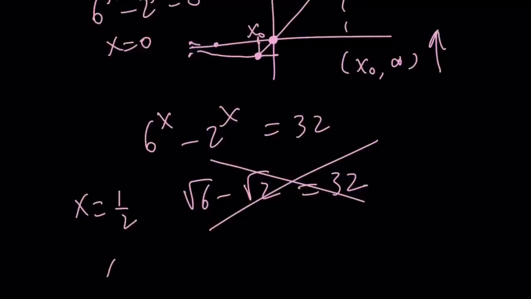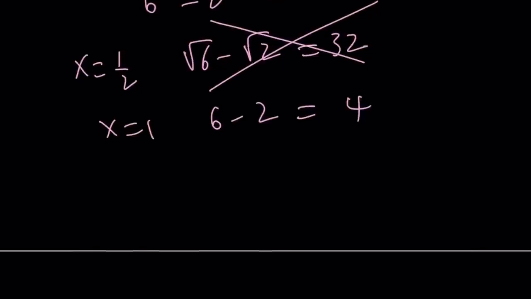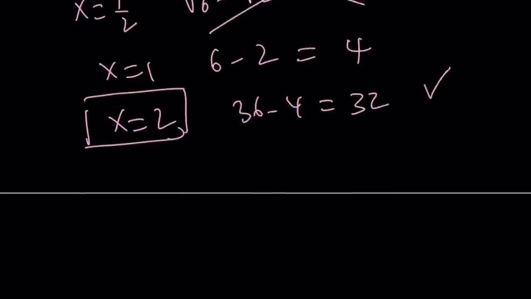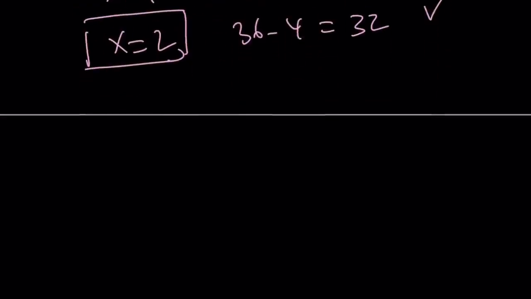How about x equals 1? 6 minus 2? Not there yet, but we're getting closer. How about x equals 2? Then we get 36 minus 4. There you go. Bingo. We got it. Okay, I know this is purely guess and check, but what can you do? You can't analytically solve this problem. You can do numerical methods, but that's it. Anyways, so x equals 2 is a solution, and that's the only solution.